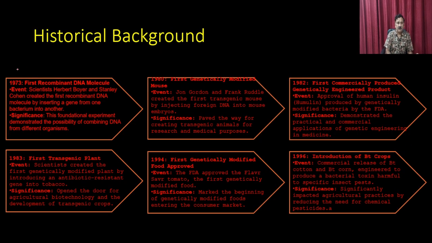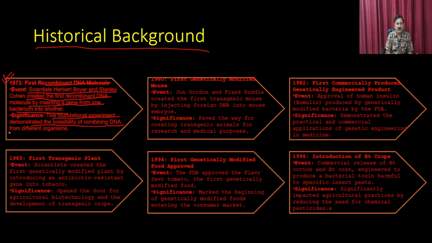So in the year of 1973, if you see the historical development of this, you will see that the first recombinant DNA molecule was created by the scientists Herbert Boyer and Stanley Cohen by inserting a gene from one bacteria into another. This fundamental experiment demonstrated the possibility of combining the DNA from different organisms.